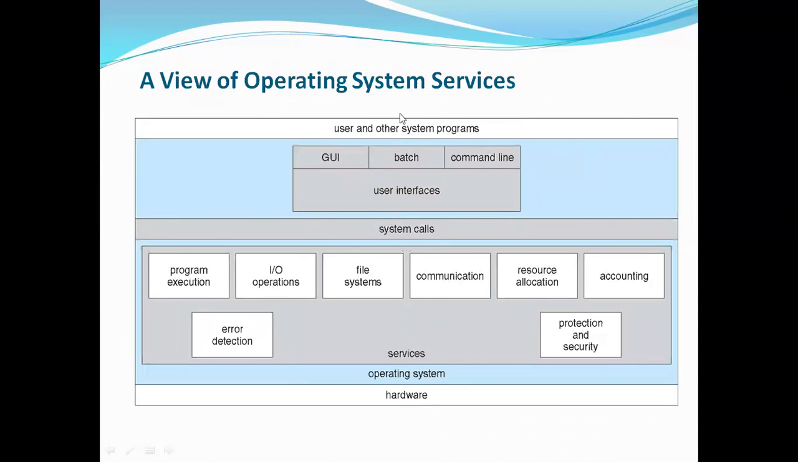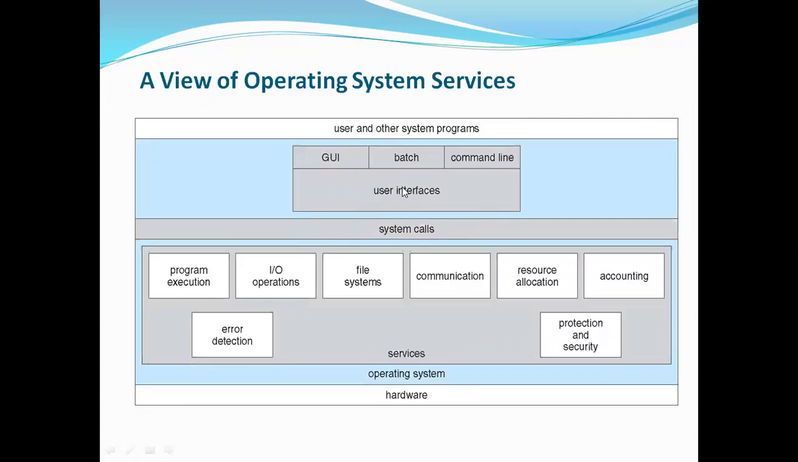Now on the other side, the user will be there. Just observe the diagram carefully. If the user is on this side, then the user is interacting with the operating system. When he is interacting with the operating system, we should see that the interface between the user and the operating system is simple. Otherwise, he can't interact. So that interface is called the user interface.